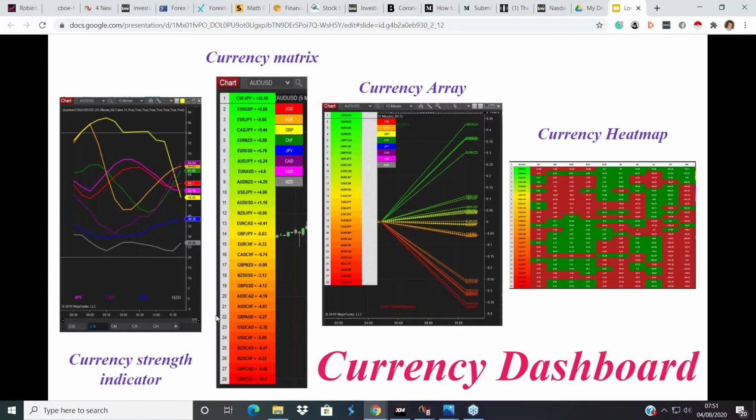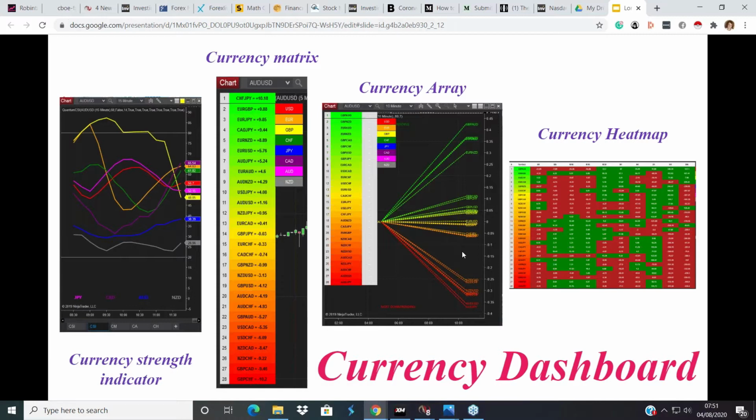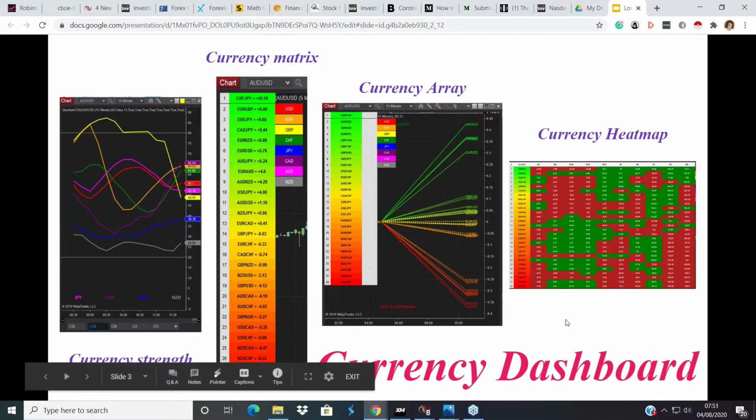We look at the flows into the Aussie, but also into particular Aussie pairs, such as the Aussie yen. But as I said, we will look at that in more detail when we look at the charts. That's what the matrix tells us. We have the array, which is really an indicator designed to give us an insight into the strength of a particular move in a currency pair.